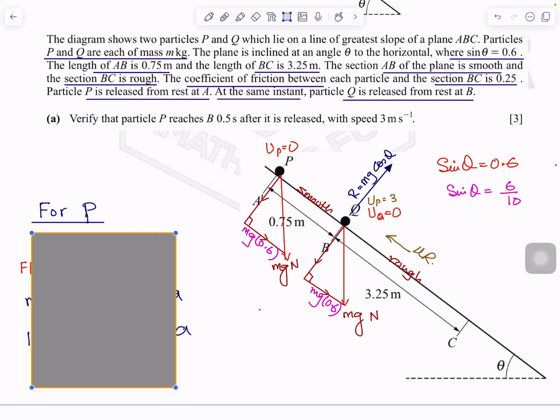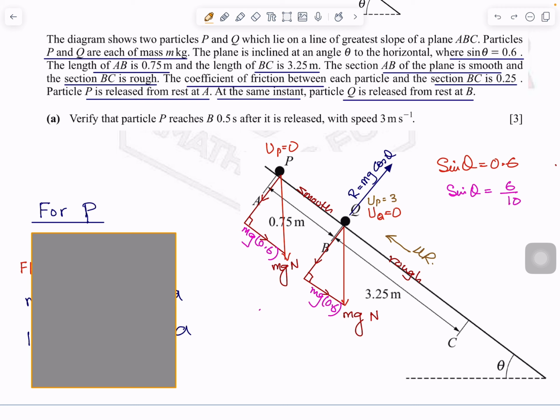So let's just start. Part 1 of the question is saying verify that the particle P reaches B with the speed 3 meters per second in 0.5 second. So this is particle P. It is coming here. This is position B. You can see here position B and position A. So particle P is coming from position A to position B, and you have to verify that it will take 0.5 second, and when it reaches B, the speed will be 3 meters per second.